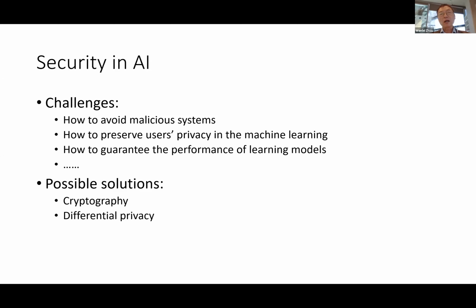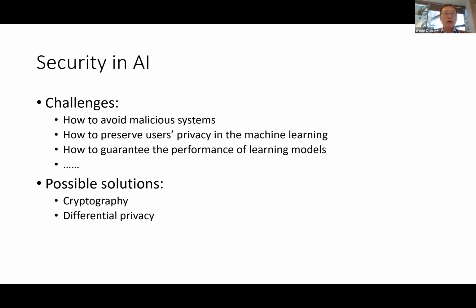So that's sort of contradictory or conflicting goals here, but how do we do it? How do we balance that? And also another is how do we guarantee some kind of performance of machine learning models with consideration of those malicious agents, and of these privacy and security considerations. So there are lots of challenges that we need to understand when we apply AI in many, many areas.